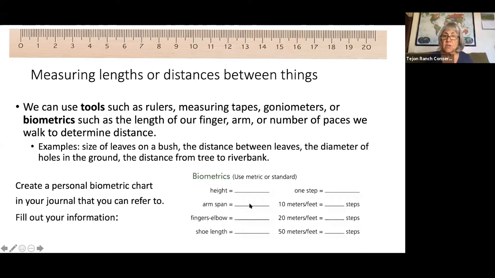And don't forget, even though it's not in here, the length of maybe your pinky finger, or even the length between the joint and the tip of the finger. Those small measurements are going to be very useful as well. And compare those to a ruler. But remember, we are using the metric system, not the standard system.